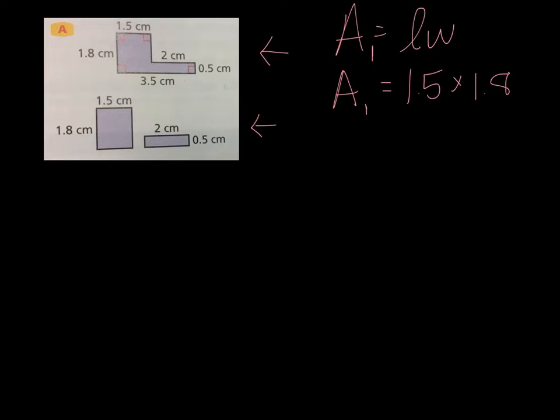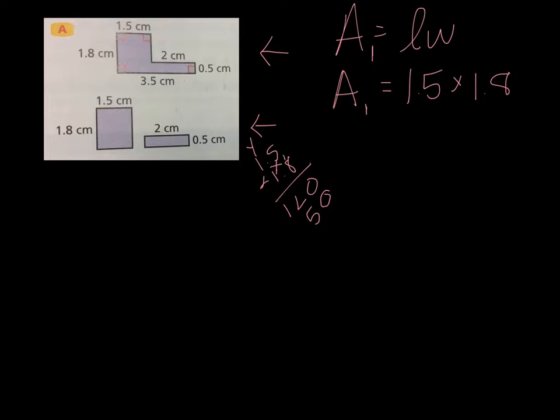So I'm going to do that off to the side. 1 and 5/10 times 1 and 8/10. 8 times 5 is 40. 8 times 1 is 8, plus 4 more is 12. Then I would add a 0, because this is a whole number now.